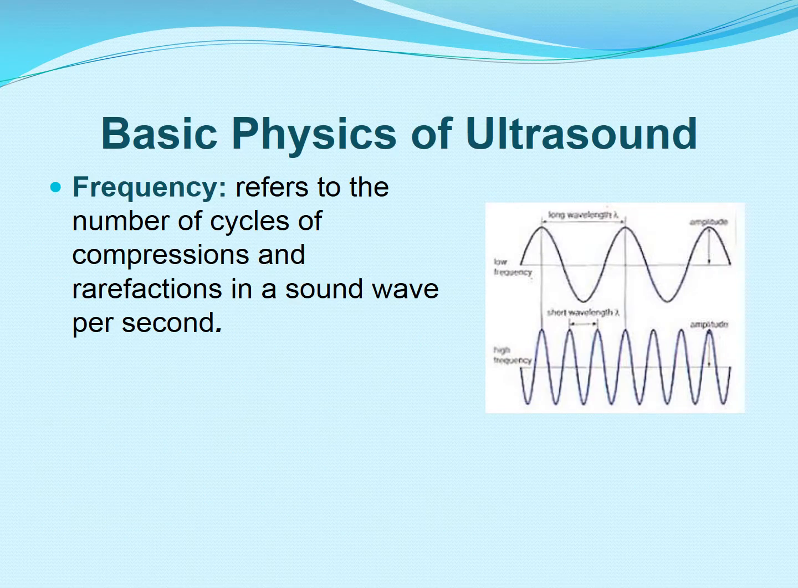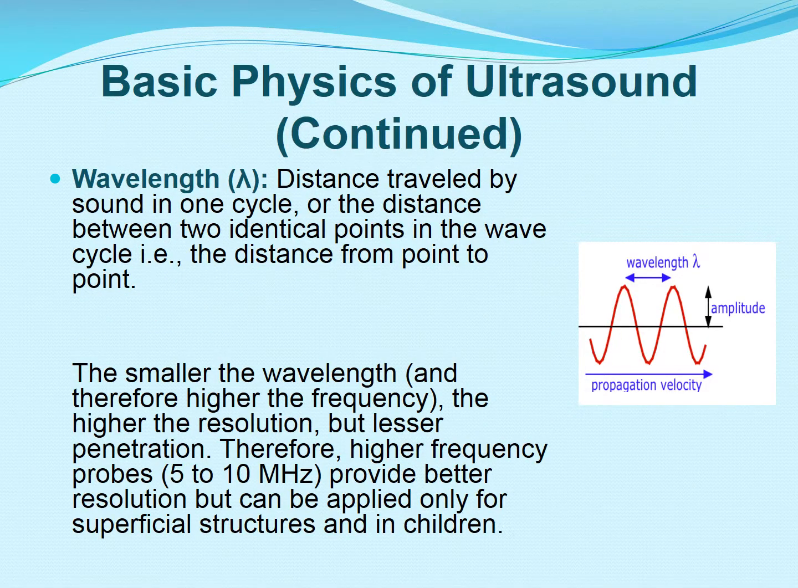The basics of ultrasound physics. Frequency refers to the number of cycles of compression and rarefaction in a sound wave per second, with one cycle per second being 1 hertz. This shows an example of how the wavelength transmits and provides certain amplitude which is able to be used in ultrasound. Basic physics of ultrasound continued.